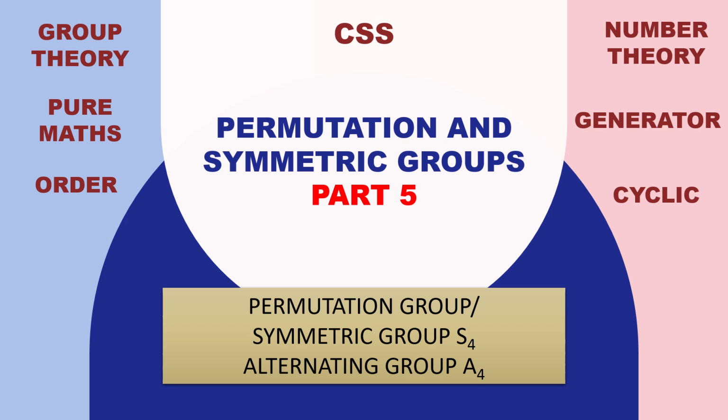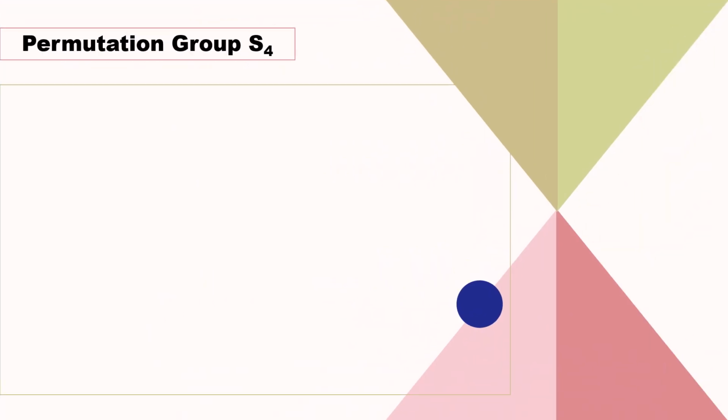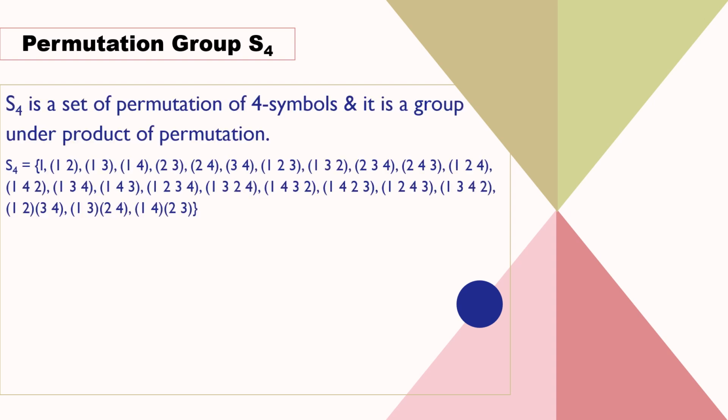Moving on, starting with permutation group S₄. As we have seen in the previous video, I'll just give you a quick recap. S₄ is made from a set of symbols 4, that is 1, 2, 3, 4. And from those 4 elements we will be making the elements of this group, that is S₄. It is a group under the product of permutation.